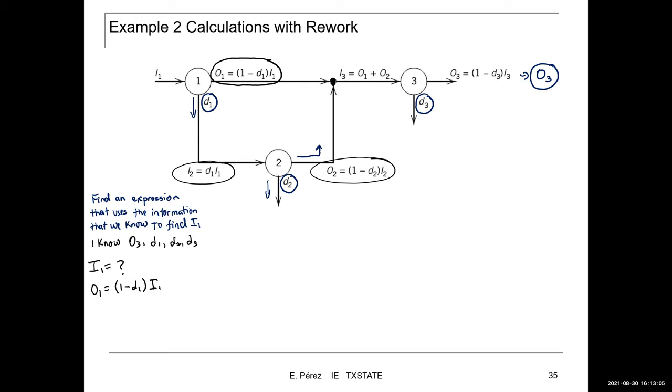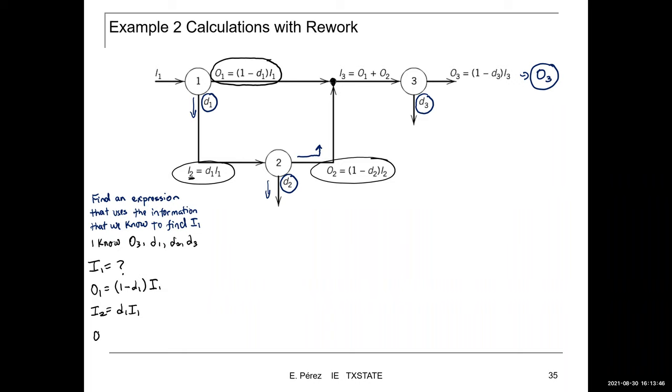So I get O1, I know I2 equals D1 times I1. So this is I2, this is what I'm referring to as I2. It is the number of parts that are going to go to the rework. That's I2. So that's going to be the parts that are defective from 1. So it's I1 times D1. Okay, so I2 is equal to I1 D1.